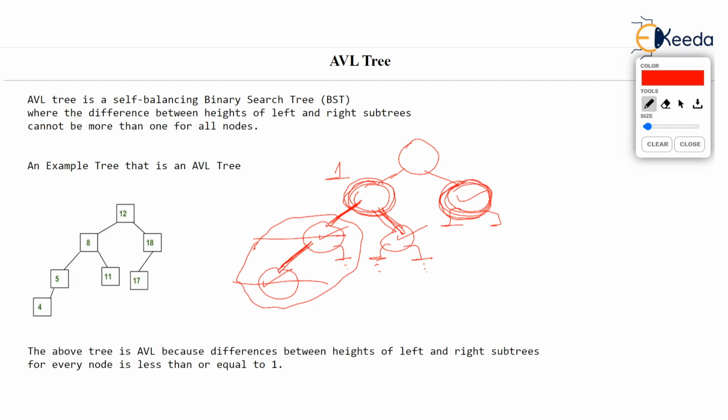But now if you check the root node. Root node has the left height 3. Check, there are 3 levels to the left of root, just 1 level to the right of root. So 3 minus 1 is 2. Not allowed, isn't it? Not allowed. So this tree is unbalanced.